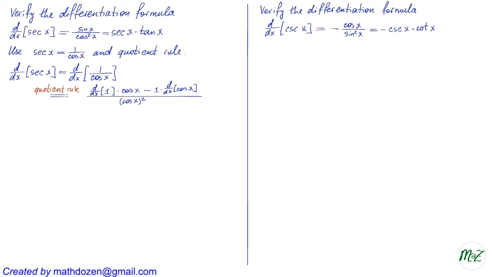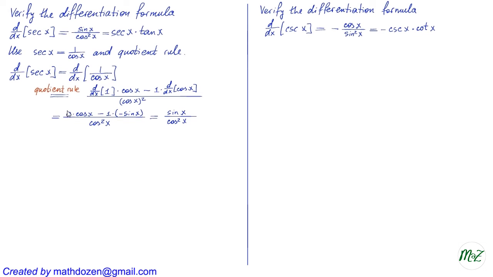So now we can use the derivatives. Derivative of 1, derivative of the constant, is 0. We have 0 times cosine x. Derivative of cosine is negative sine, so we have negative 1 times negative sine. All of that over the square of cosine. Okay, so then this is just sine x over cosine squared x.